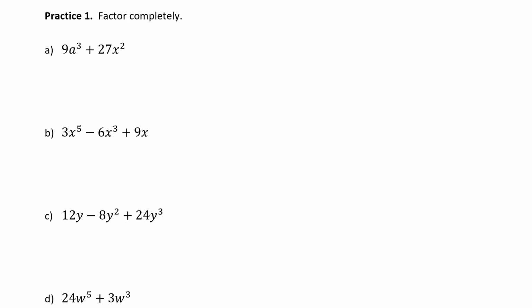Let's take up the first one. We have 9a cubed plus 27x squared. We look at our numbers. I can pull a common factor of 9 out. Look at my variables. I have no common factor there. So I can only pull out a 9. When I do that, I have a cubed remaining. If I divide 27 by 9, I have 3 remaining, x squared. What about the next one?